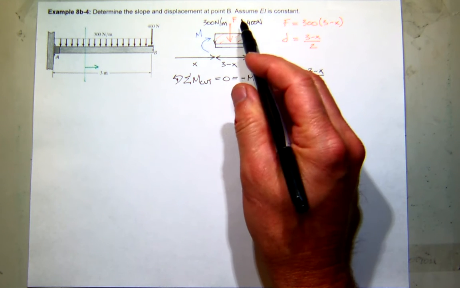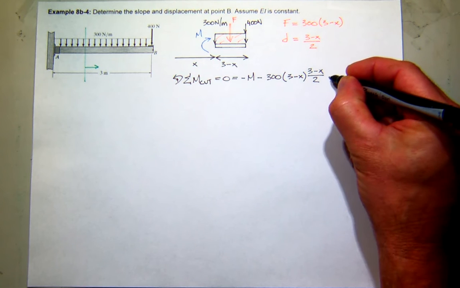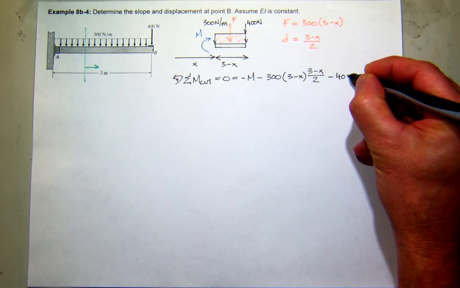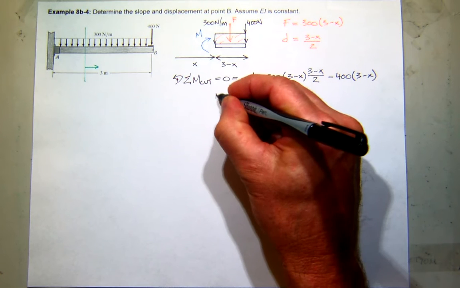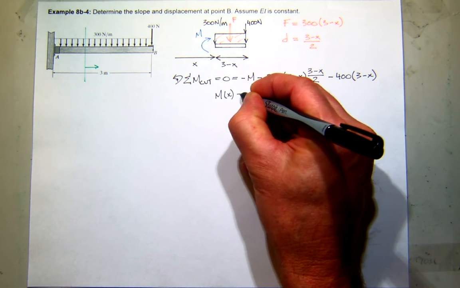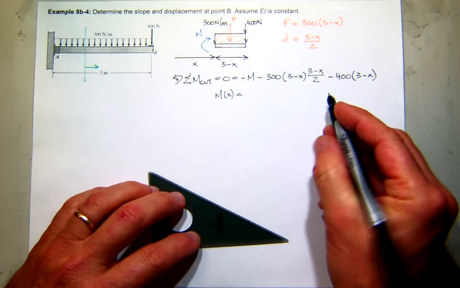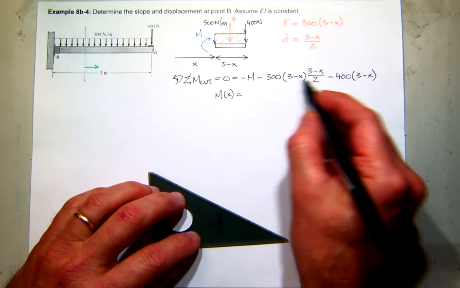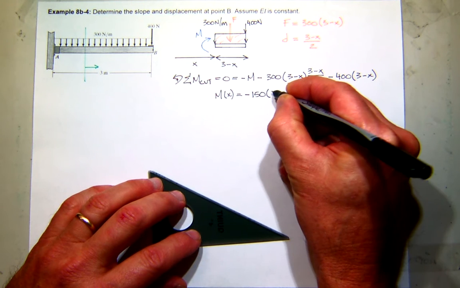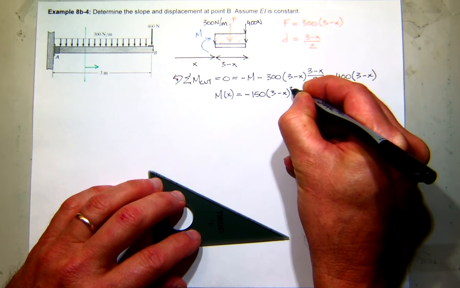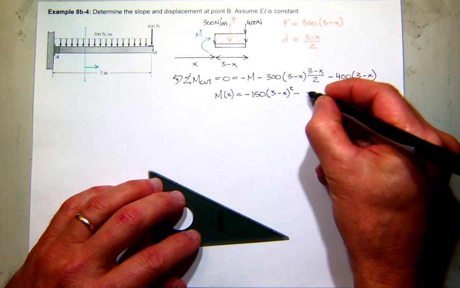What else do I have? I've got this 400 Newton force, which is the distance also 3 minus x away, and it creates what kind of moment? So that will be 400 times (3 minus x). So it looks like the moment as a function of x is going to be, what? I think I'm just going to collect some stuff. So this half takes away that, right? So that'll be 150 times (3 minus x) squared. And then that, I guess you could run that out if you wanted to, or you could just leave it.